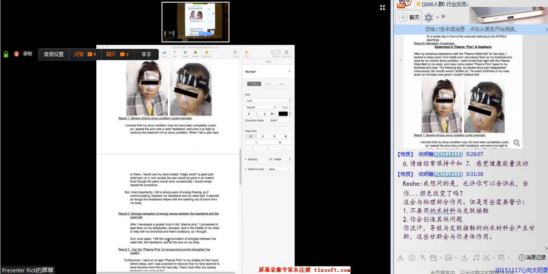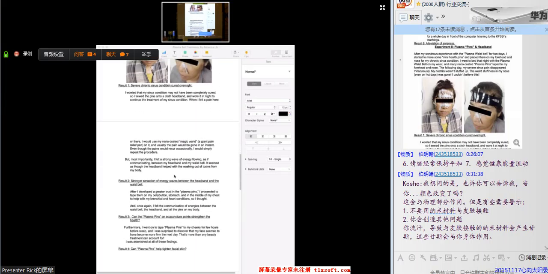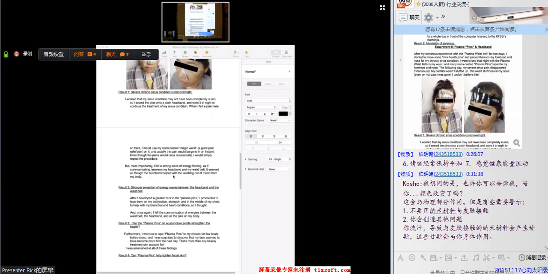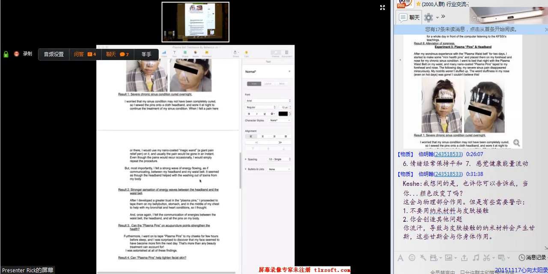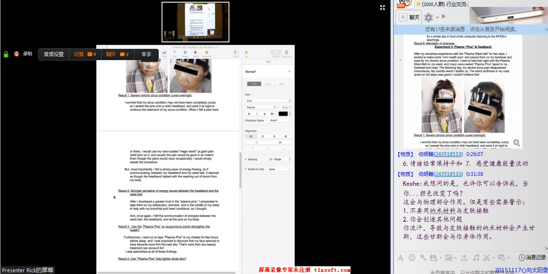But most importantly, I felt a strong wave of energy flowing as if communicating between my headband and my waist belt. It seemed as though the headband helped with the washing out of toxins from my body. Result 2, stronger sensation of energy waves between the headband and the waist belt.